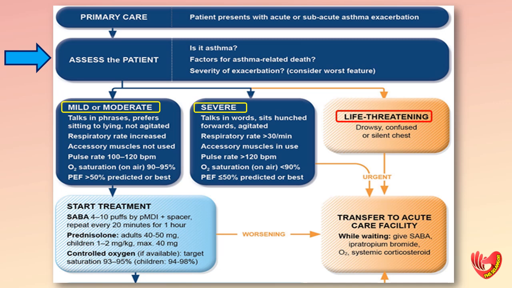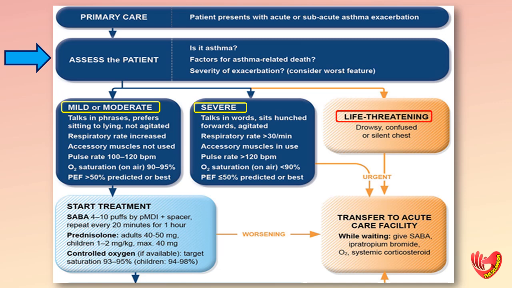If a patient has mild or moderate exacerbation of asthma, we can start treatment of SABA 4 to 10 puffs using a spacer and repeat every 20 minutes for 1 hour. Along with that, we can prescribe prednisolone and controlled oxygen, and the target saturation is 93 to 95%.